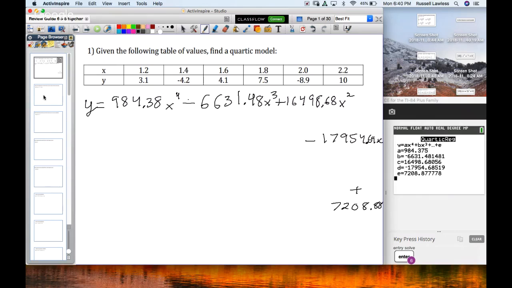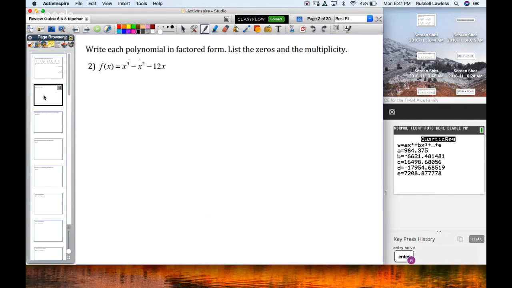Now, what I'm going to do, I'm just going to keep going through this. I'm not going to ask, are there any questions? So if you do have questions as I'm going through the problems, just ask away. So question 2, we're writing each polynomial in factored form. List the zeros and the multiplicity. So we need to first factor this.